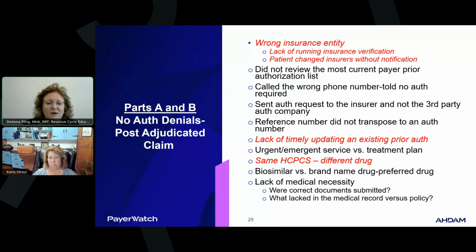We always remember that whenever you're working on getting an authorization, and you're working a denied authorization on the back office side, always remember you're getting an authorization for a service, not a CPT or a HCPCS code. That helps us on the back end to defend why we got that authorization in the first place, and why we provided that service.